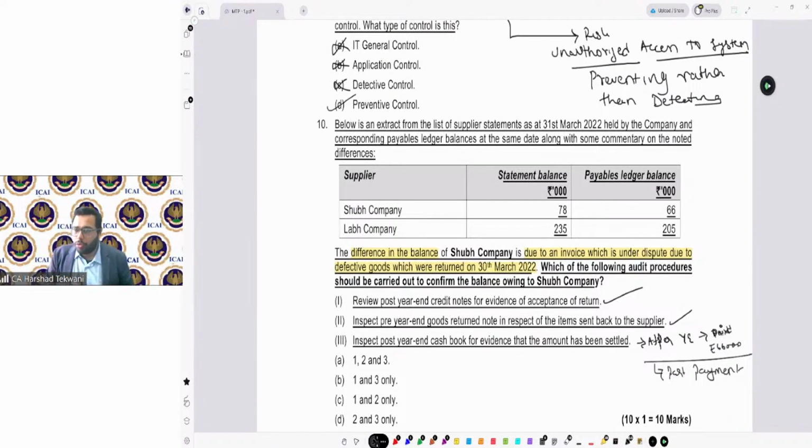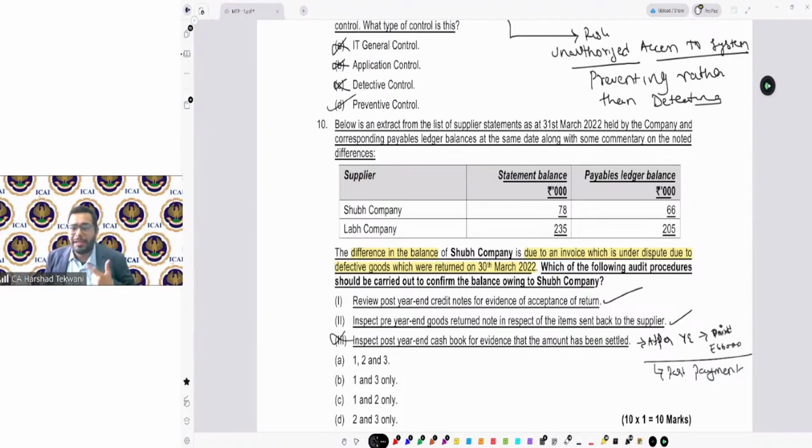I still do not know, and this will not give me the comfort that I need to validate the balance. It could have happened that this is a case of dispute, and I'll pay later on. Hence, this is not the correct procedure. The correct procedure will be to review the credit note after the year end and to review the goods written pre-year end, because the goods were sent before the year end on 30th March.